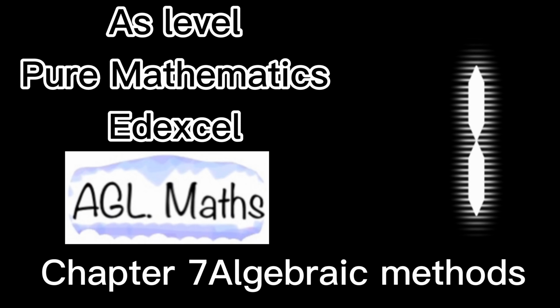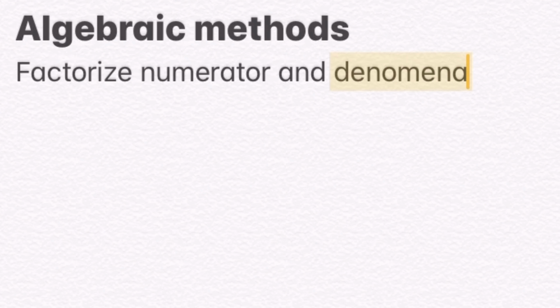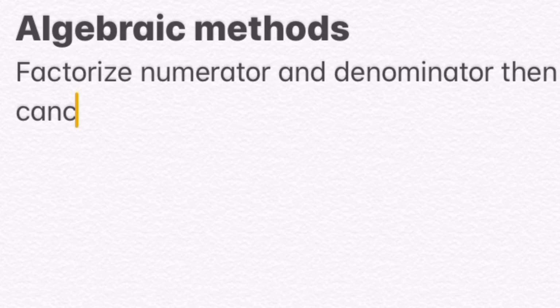Everyone, and today we're going to look at Chapter 7, which is algebraic methods. If you are asked to simplify algebraic fractions using division, we will simplify it by factorizing possible numerator and denominator and then cancel common factors.